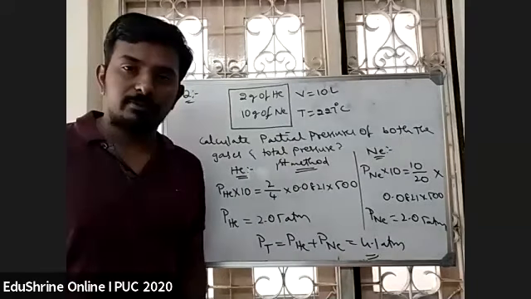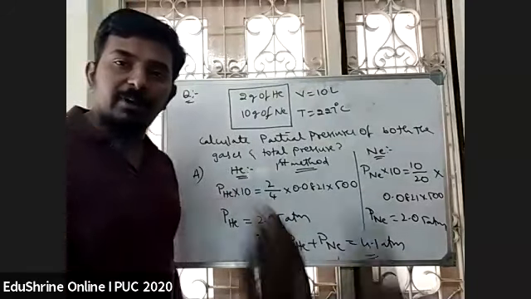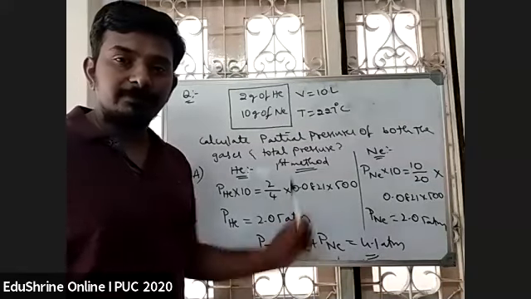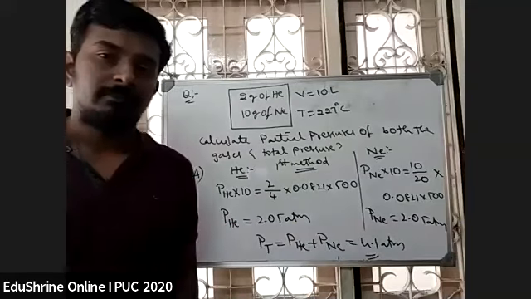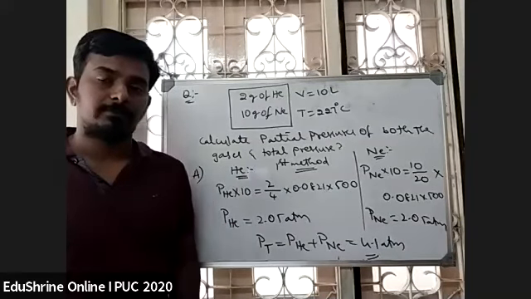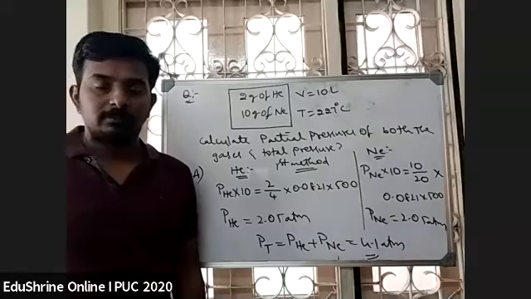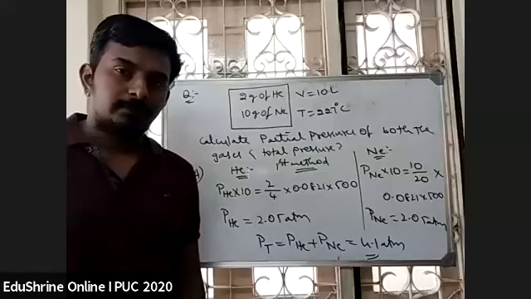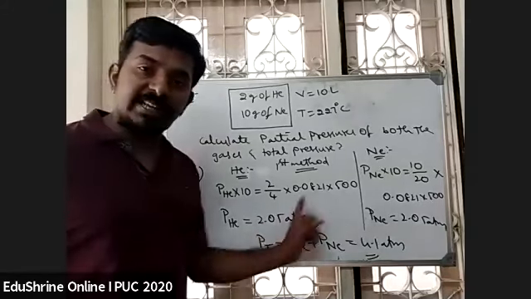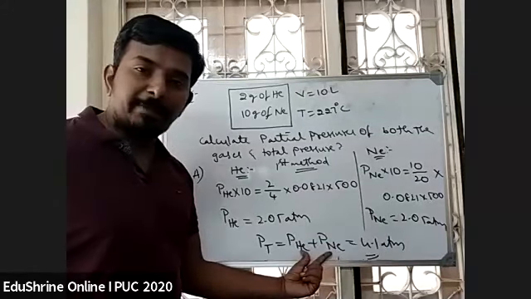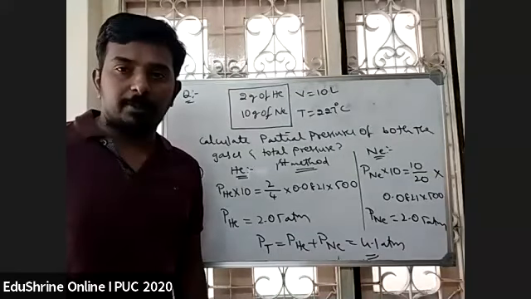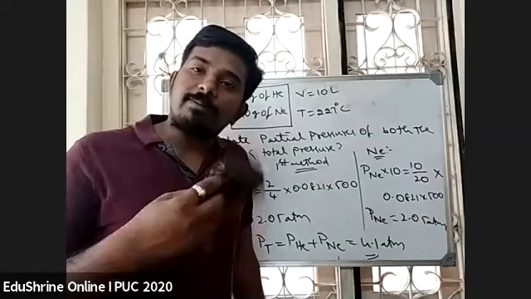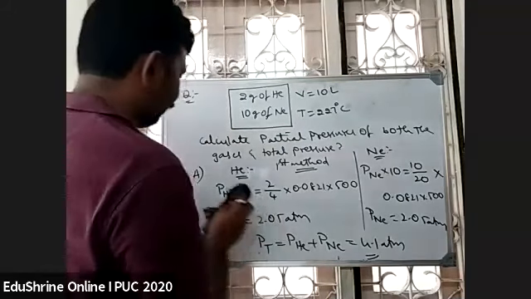I will solve the other method also, that is, by using the relation between partial and total pressures. Complete, friends? Till here any doubt? So in this, what did I do? First I calculated partial pressures, then I added the partial pressures to get the total pressure. Now I do it in the reverse way. First I calculate the total pressure, and from that I will calculate the partial pressures.